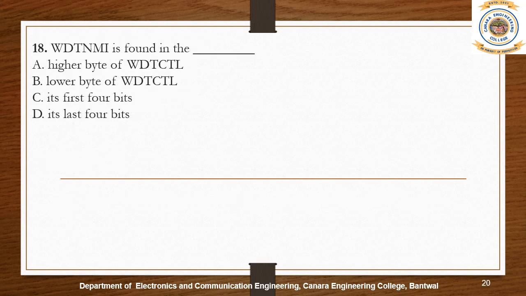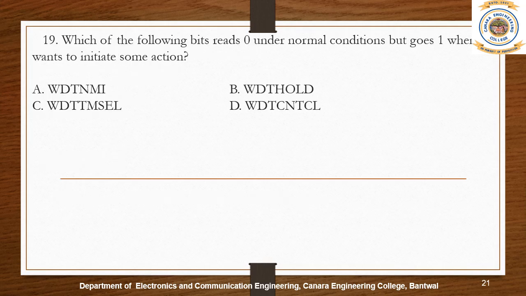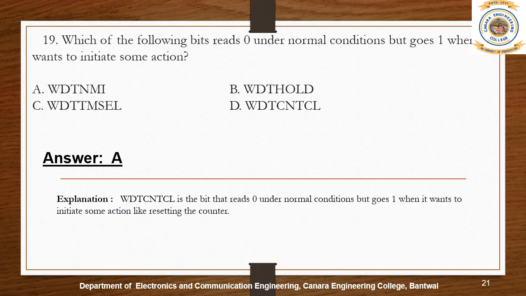The fifth bit of the WDTCTL register is WDTNMI, which is used to select the edge of the interrupt that is arriving in the case of MSP430. The watchdog counter clear bit, WDTCNTCL, is the bit that reads 0 in normal conditions, and whenever the counter value has to be reset, it will be set to 1. This is one of the important bits that gives the status of the watchdog timer.